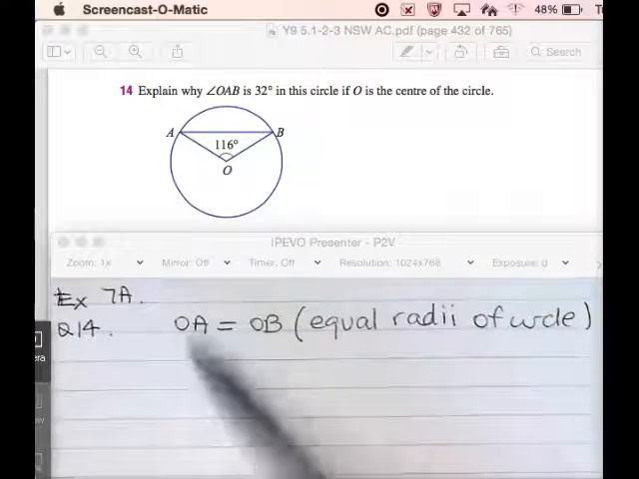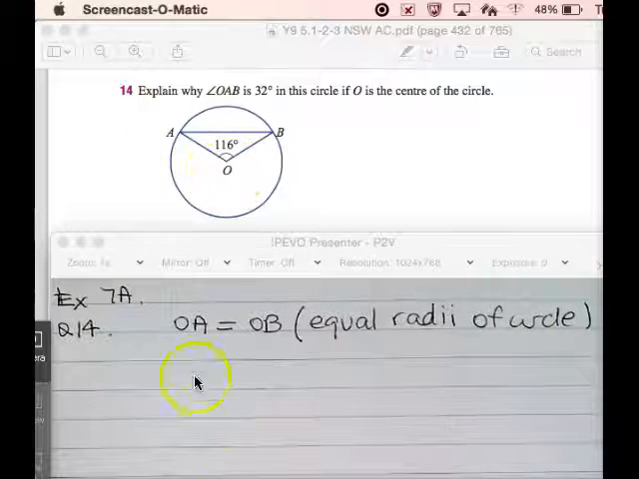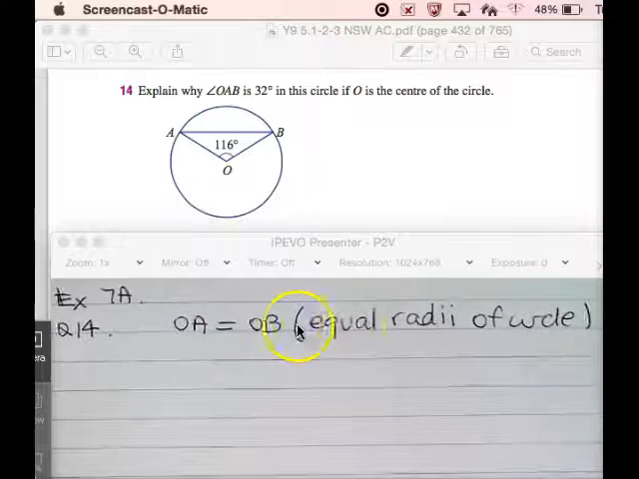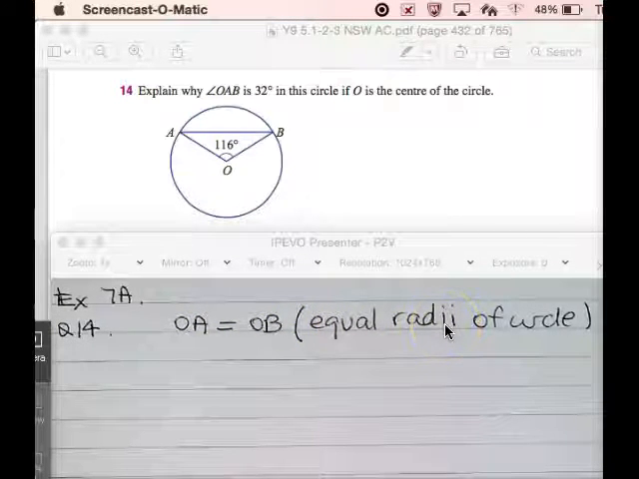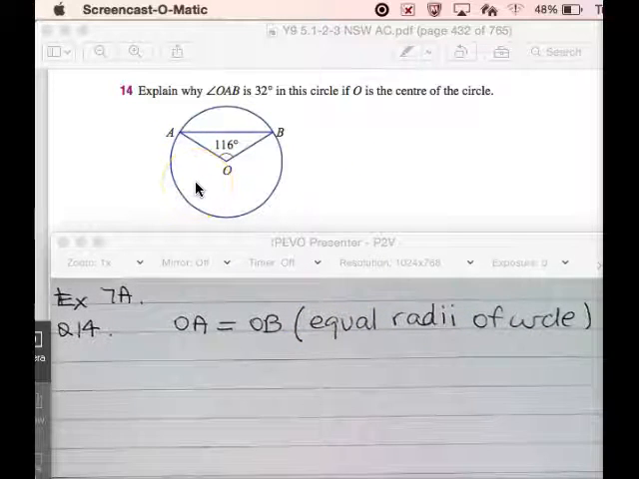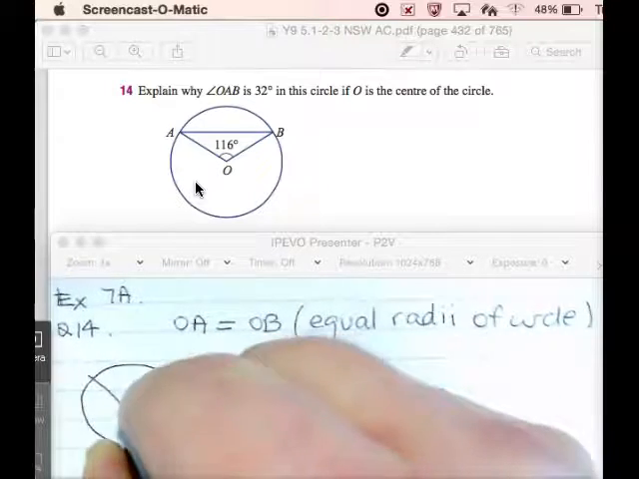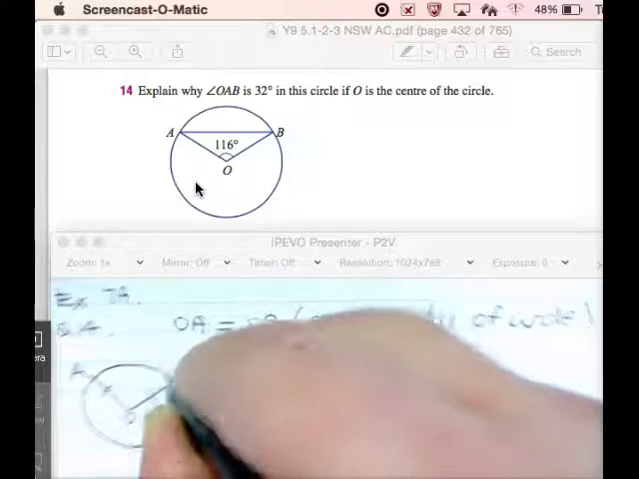So OA is the length from O to A. So OA equals OB. The plural of radius is radii. They are equal radii of the circle. Do you get it? So they're the same. So in my diagram, I've got that OA equals OB.